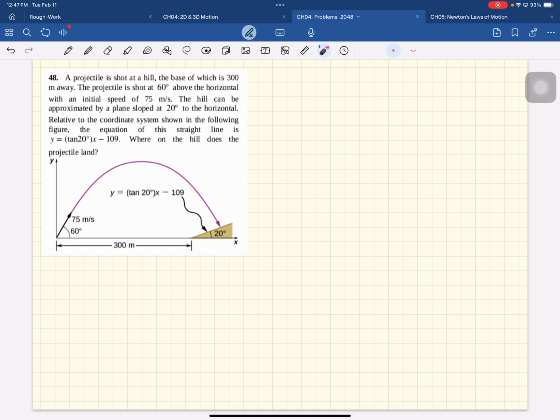Where on the hill does the projectile land? So they're asking you for the final x and y coordinates. Okay? All right, so we already have our coordinate system. What is the first thing we do? We write our initial velocity in component form.